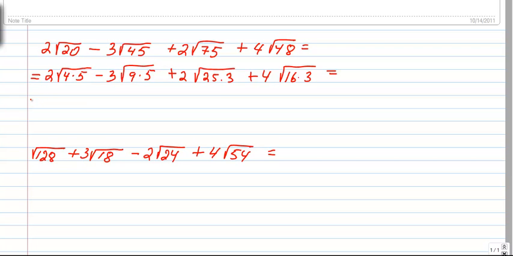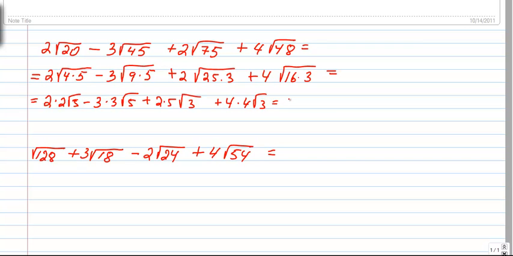Then in our next line, we will keep our original coefficients and we will take out whatever we can, the square roots of perfect numbers. So it's 2, 5, 3, the old coefficient, and 3 comes out, keeping 5 inside the radical sign, plus 2, 5, 20, square root of 25 is 5, 3 is still there, plus 4, and 16, square root of 16 comes as 4, and 3.